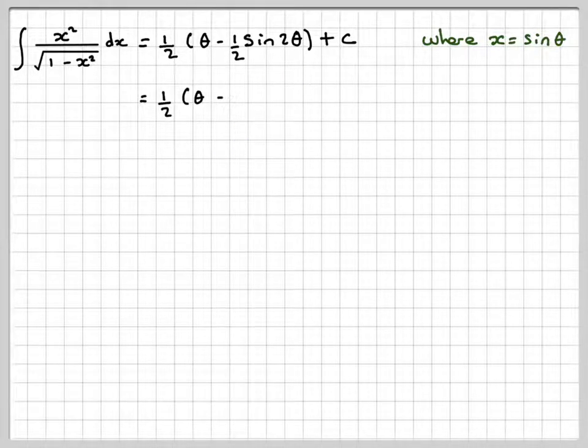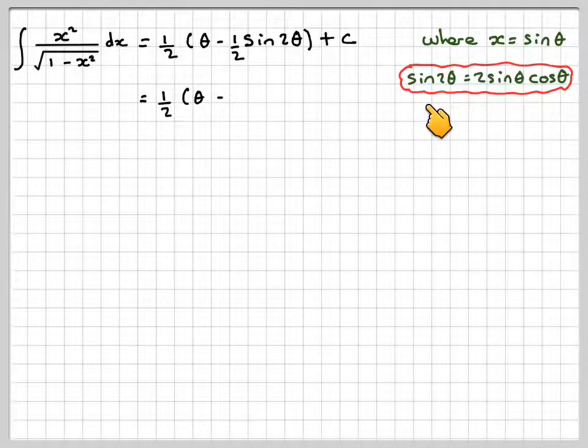So we've got half theta. Now we know that sine 2 theta, again, knowing your trig identities off the top of your head, rather than having to look in the formula book, will help you greatly. Sine 2 theta is 2 sine theta cos theta, but we want a half of sine 2 theta, so it's just going to be sine theta cos theta. That's good because we can replace the sine theta with x. Okay, so we're going to have a half.